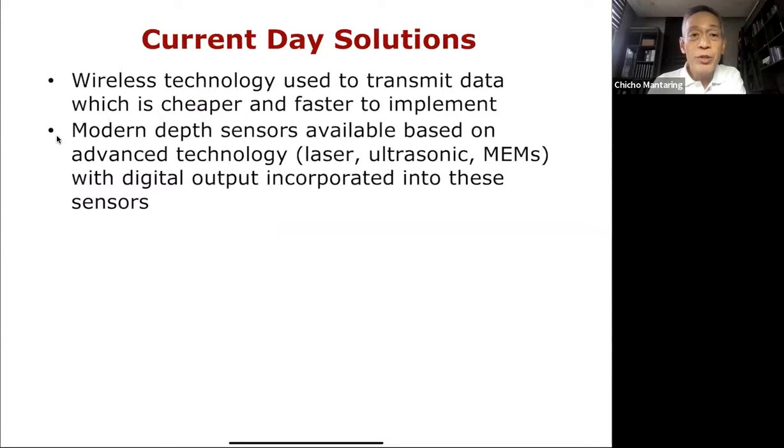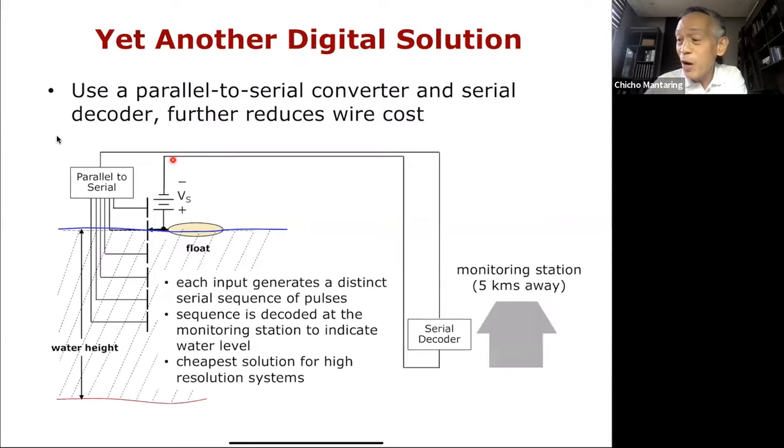Okay, current day solution, you won't even use wire. So sa ngayon, if you tell me to implement this, hindi ako gagamit ng wire, gagamit ako ng wireless. Bakit, ano? Sabihin natin, 2 wire to, 5 kilometers. So magkano yun? Sabihin natin 10 piso per meter of wire. So that's still how much, no? 10 times 5,000.